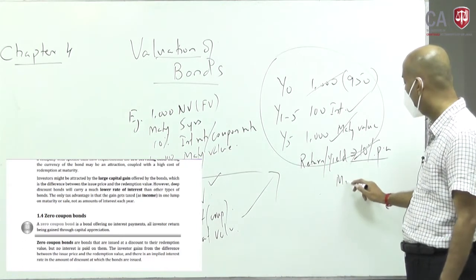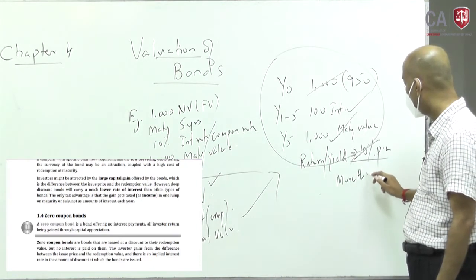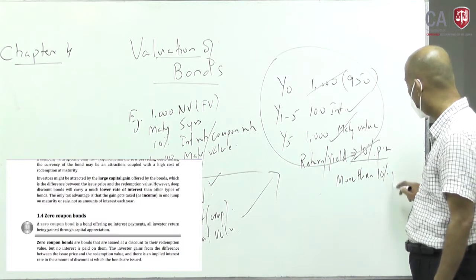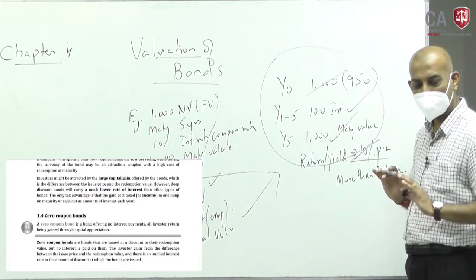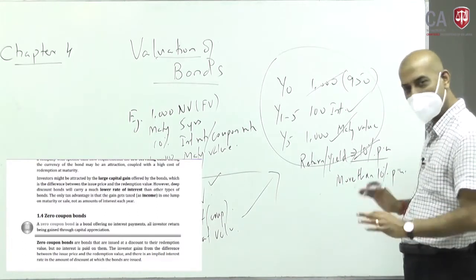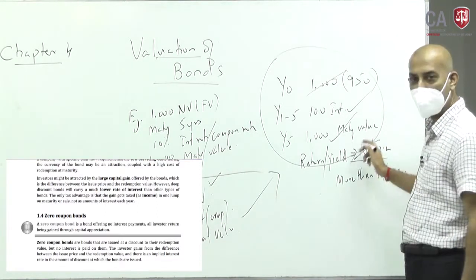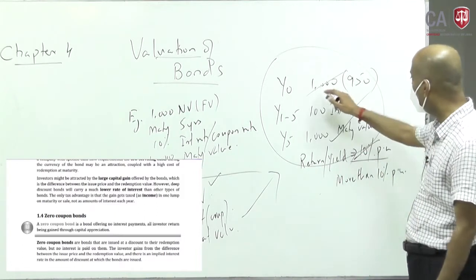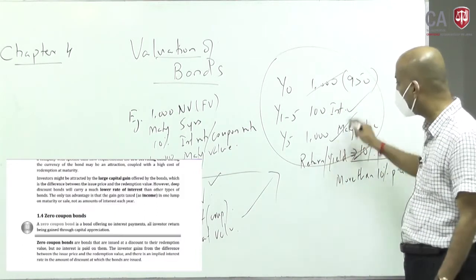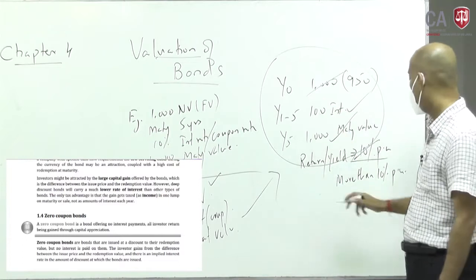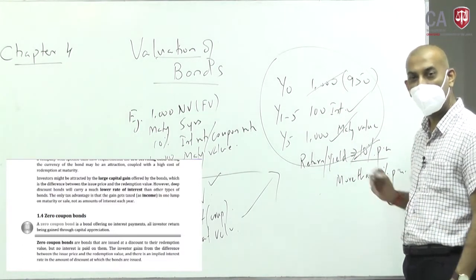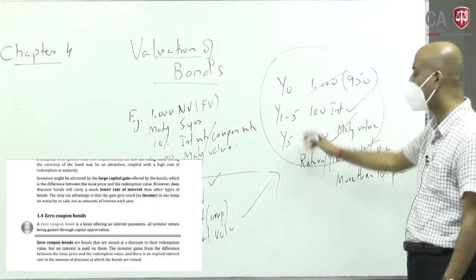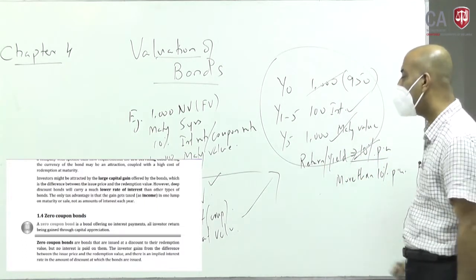How much? More than 10%. I am not calculating the exact number now. I only want you to understand that you will get more than 10%. Why? Instead of 1000 you invested 950, but all the cash flows you are going to get are the same. So more than 10% is your return or the yield or IRR of these cash flows. So this is what you have to understand.